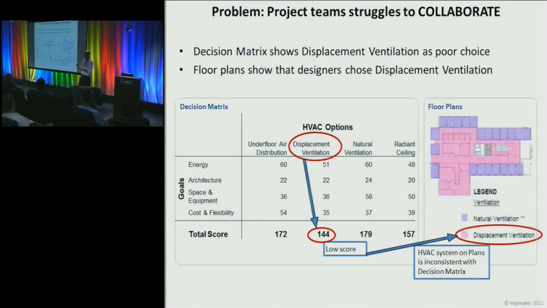Maybe somebody made a mistake and missed it. Maybe there was some process that wasn't clear. But this information is very inconsistent. It can be very disconcerting for a large team who's trying to make sense of all the information and move forward. Why did they choose displacement ventilation?